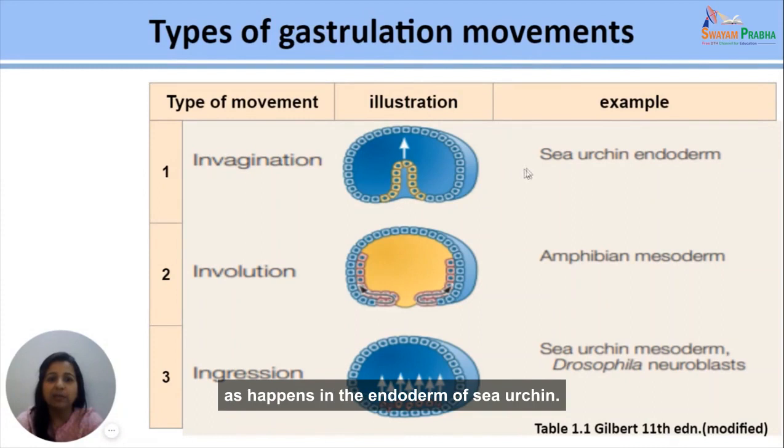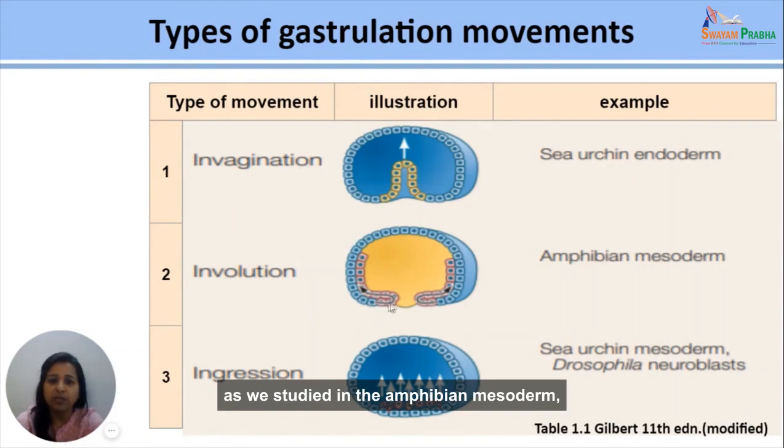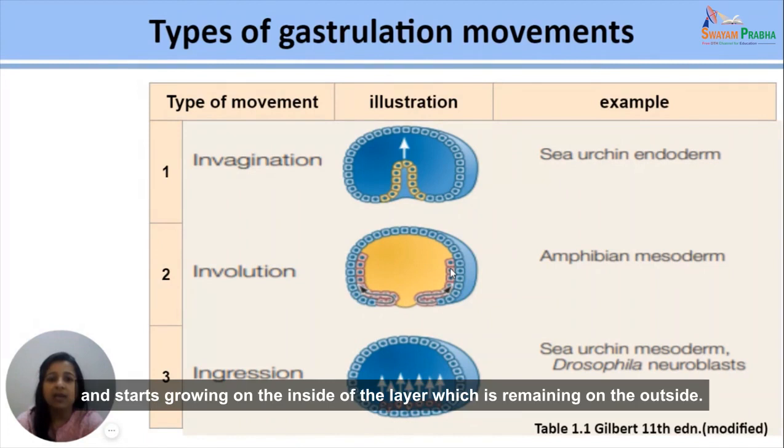The second type of gastrulation movement in general is the involution. During involution, as we studied in the amphibian mesoderm, the layer of cells starts folding upon itself, turns inward, and starts growing on the inside of the layer which is remaining on the outside.